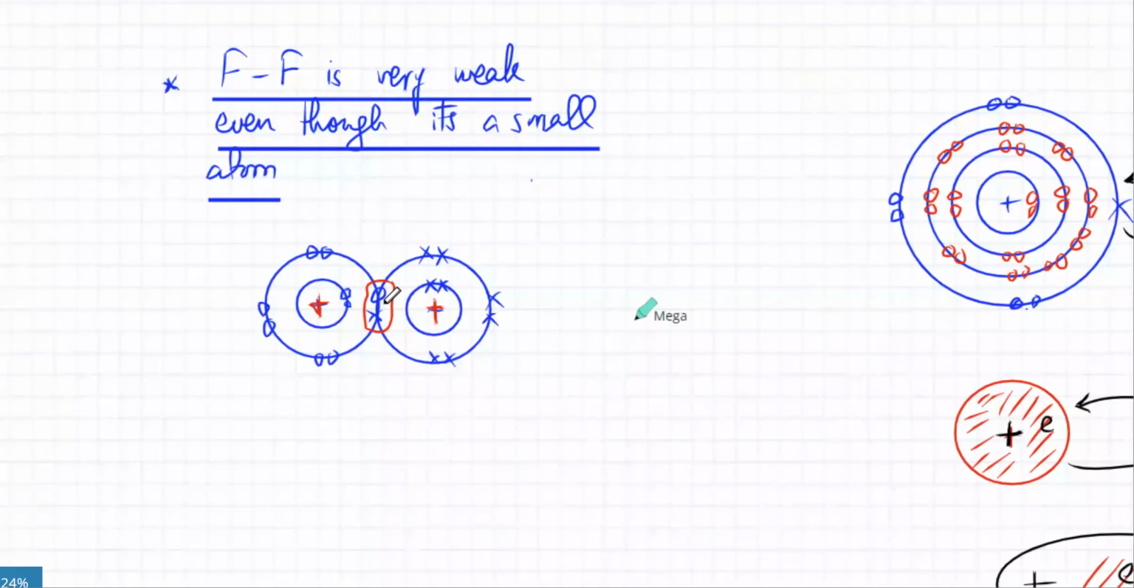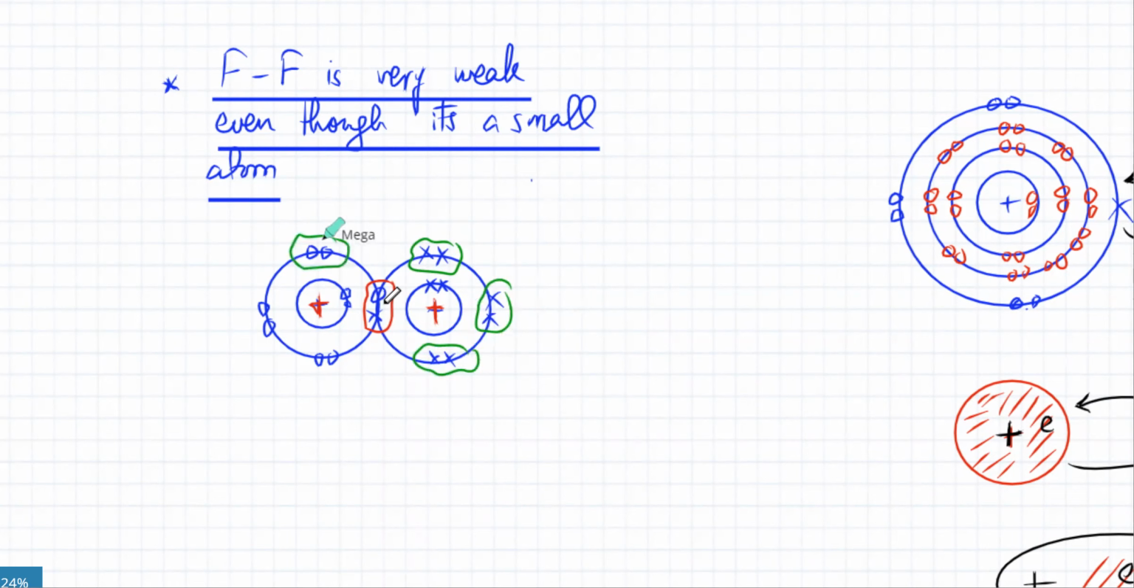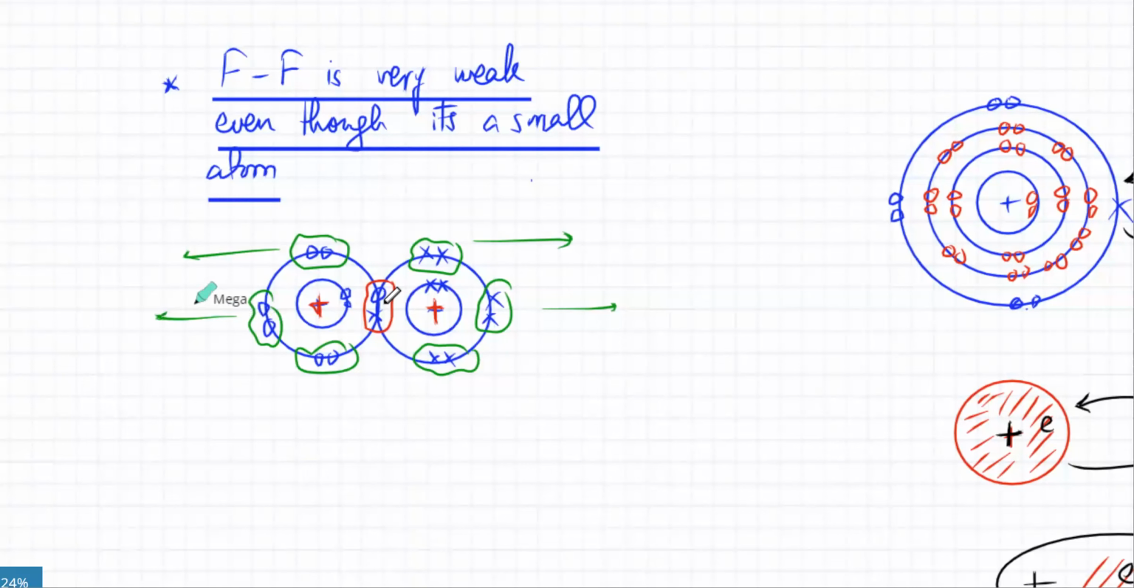So there should be strong attraction, but another thing happens in fluorine. Now the other reason is why the bond is weaker: fluorine has a lot of spare electrons. Its outer shell is already complete. It's got a lot of lone pairs. So these electrons, they repel each other. So the two fluorine atoms cannot be kept very close to each other.